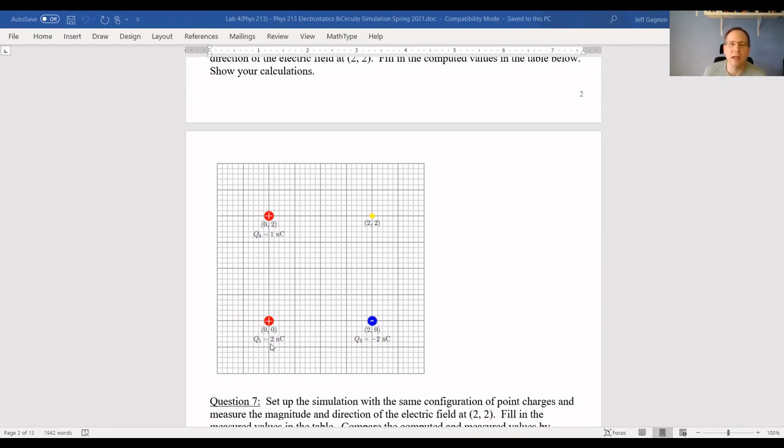Think of this as Q1. I label this Q1, Q2, Q3. And I want you to calculate the electric field at this location at (2, 2).